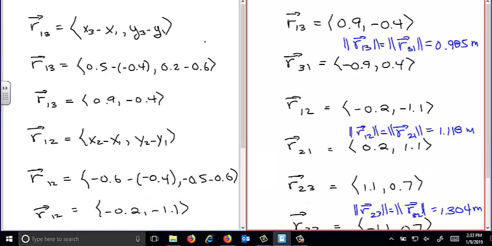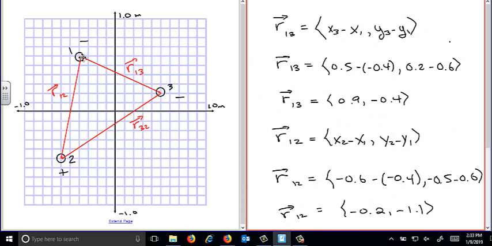What we're doing here is we have these position vectors, which go from, say, object 1, charge 1, to charge 2. The vector starts here and goes to there, so you're going to have negative x and negative y for this. The first subscript is where the vector starts, and the second subscript is where the vector ends.